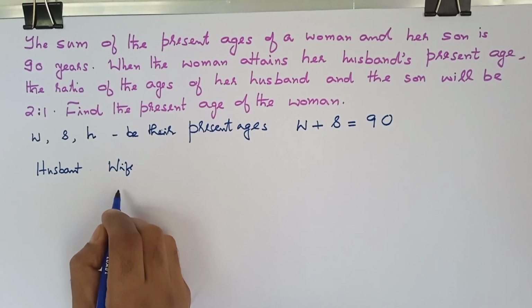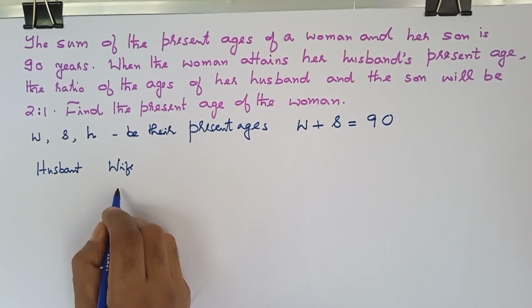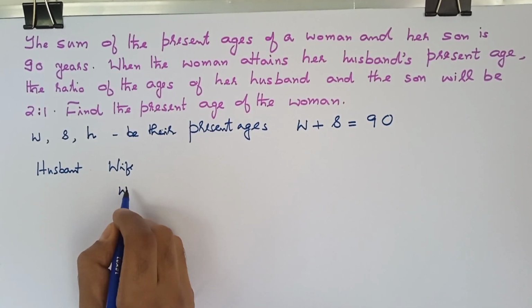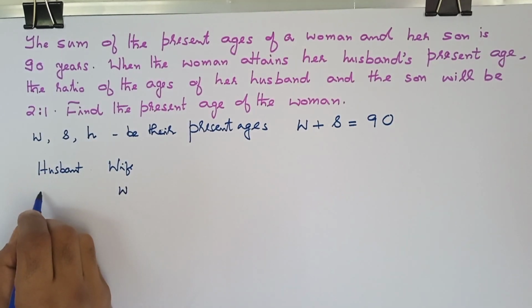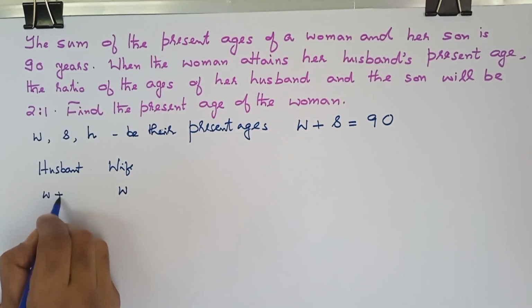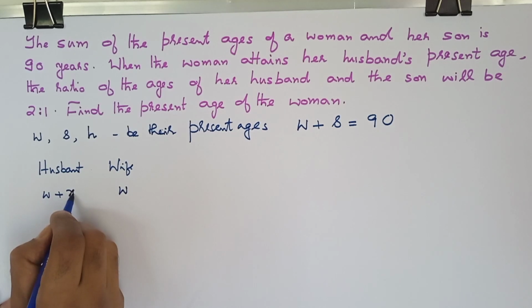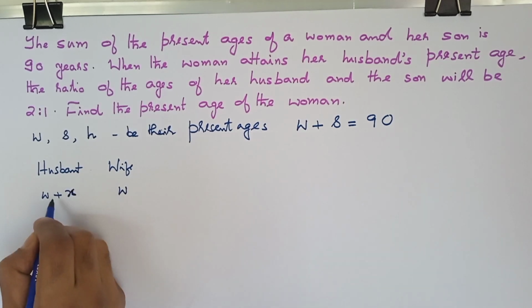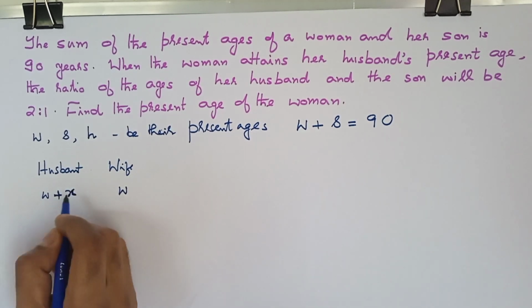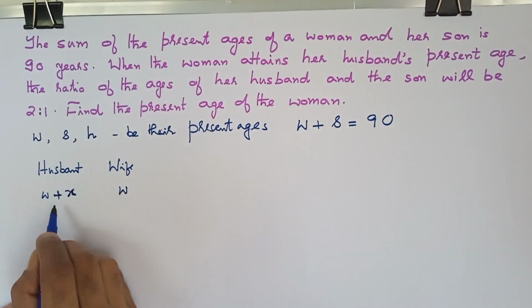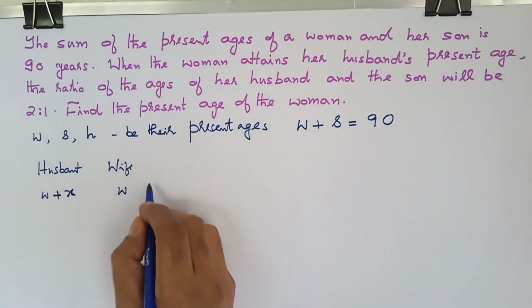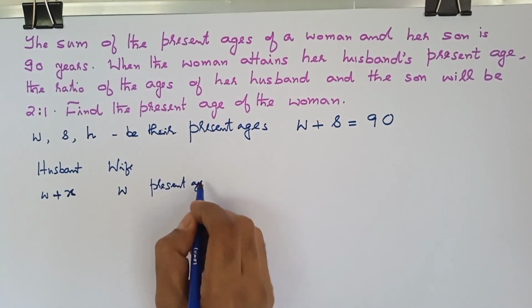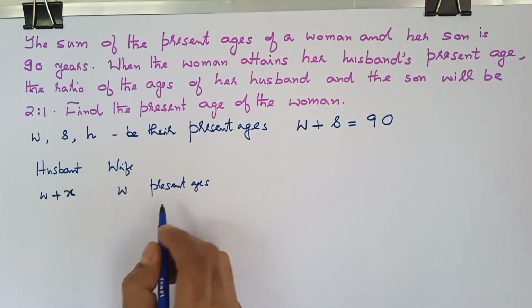Now, if the woman's age is W, you can choose H as something like this. Instead of writing H, let me write W plus X. There is a reason for that. As I'm done with the solution, you will get to see this. Instead of choosing another variable H, let me choose W plus X as the present age of the husband, and W as the present age of the woman or wife.